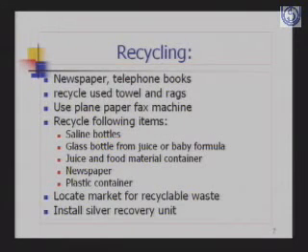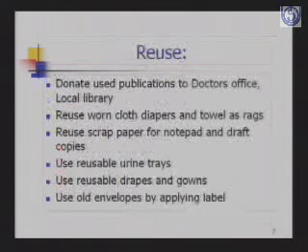How can we recycle? That means newspaper, telephone books, recycle used towels and rags for other purposes, use plain paper fax machines because they are durable, recycle the following items like saline bottles, glass bottles from juice and baby formula, juice and food material containers, newspaper, plastic containers, locate market for recyclable waste, and install silver recovery unit. Because if we are recycling it, we will produce less waste.